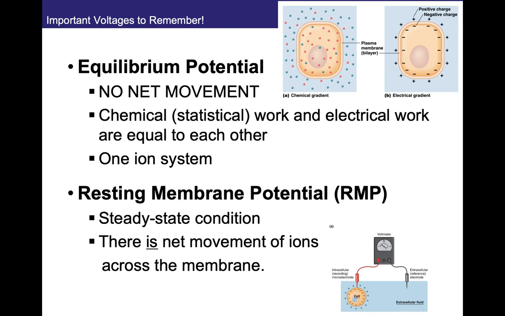Now, most of the time, the actual resting membrane potential is not at any of the equilibrium potentials. So you know there's net movement of ions, okay? So that's what it's saying here. This is a steady state condition where there is net movement of ions across the membrane, but it is at steady state.